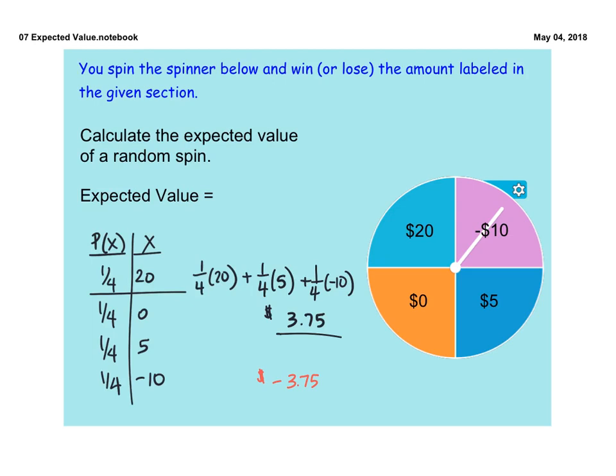What this means is that you would be losing $3.75 on average. So you can get positive and negative numbers for expected value. Okay, this is just an example though.